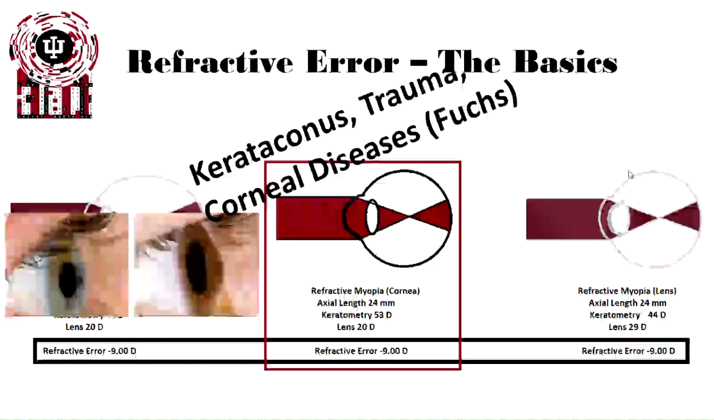There are also diseases that change the curvature of the cornea. This includes keratoconus, trauma, and corneal disease such as Fuchs. On the left, we have a picture of 2 corneas. One's a normal cornea, and the other one's a keratoconic cornea, where the cornea has become more curved. It also creates a lot of aberrations, which is a major contributor to visual loss. But it's also more curved, which induces higher levels of myopia, and that is due to refractive myopia from changes in the cornea.